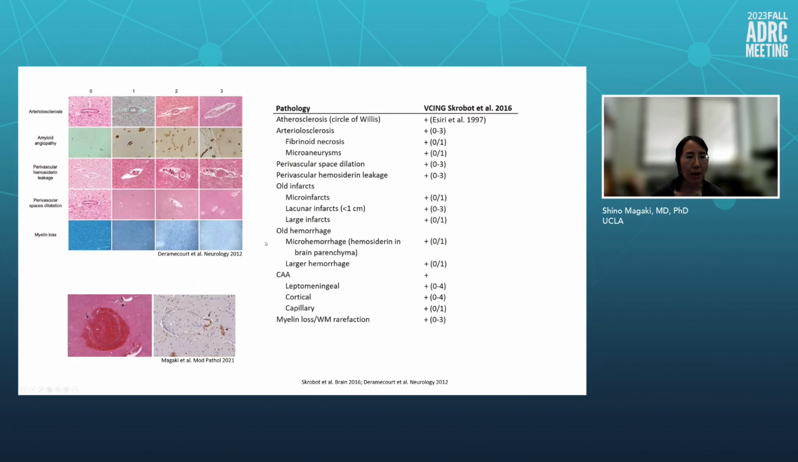Although there was excellent agreement for most of the lesions, there was some variability in the assessment of arteriolosclerosis as well as microinfarcts. The fibrinoid necrosis and microaneurysms, which were not seen in any of the patients in this cohort, were subcategorized as complications of arteriolosclerosis, but they can be seen as part of secondary changes for CAA, and they are incorporated into the CAA grading scheme.